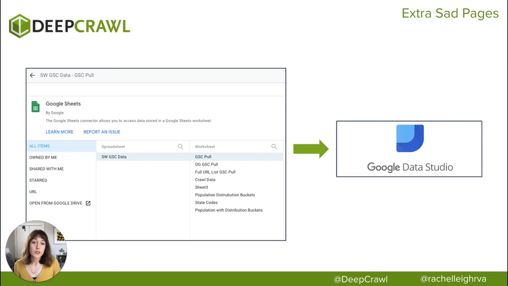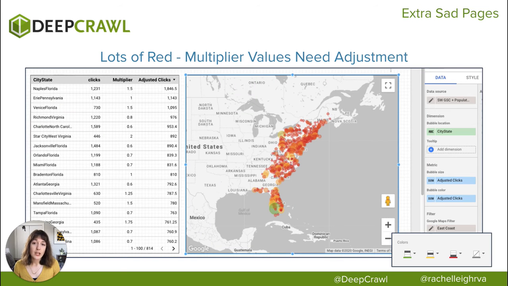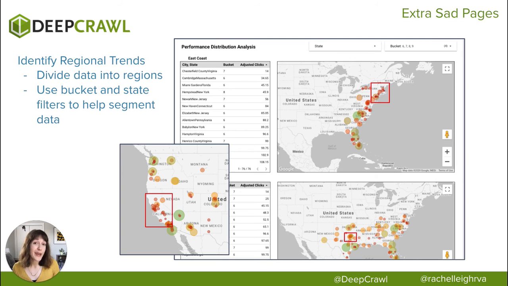Another thing that I did was pull it into Google Data Studio and use some color coding to identify if buckets needed adjustments. Now that may or may not be useful for you. My multiplier values are a great starting point, and I just did a little bit of adjusting to dial it in. But you can do some other really cool things in Google Data Studio.